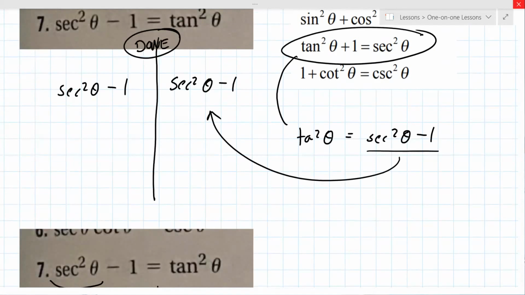But you're going to have to use the identities for this.